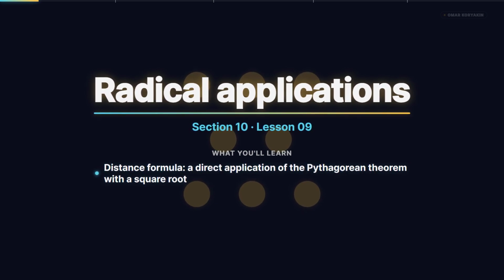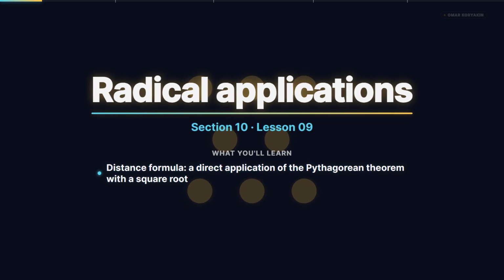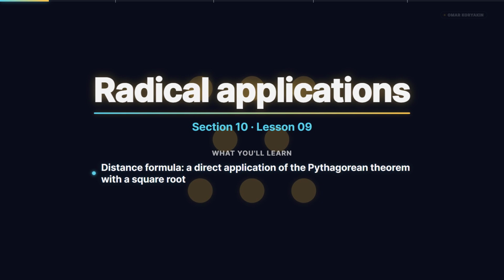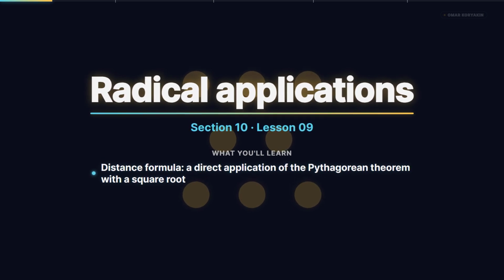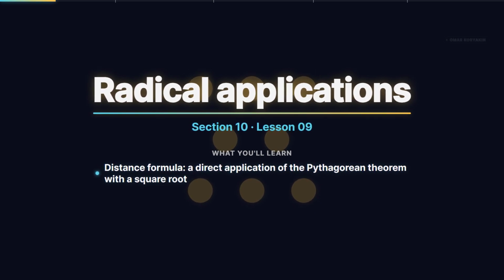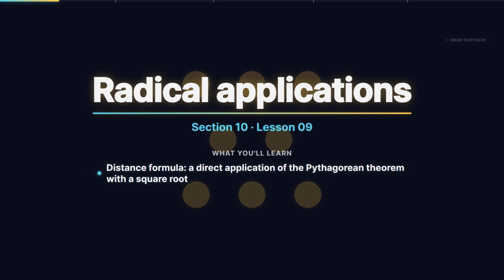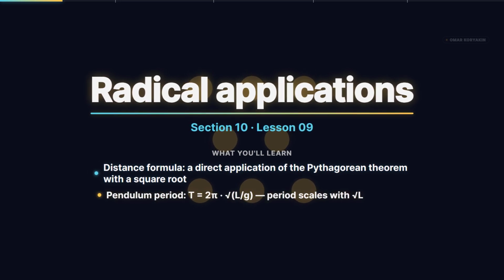The distance formula is the Pythagorean theorem in disguise. The straight line distance between 2 points equals the square root of the sum of squared coordinate differences. Whenever you need a length on a coordinate plane, this is the formula.